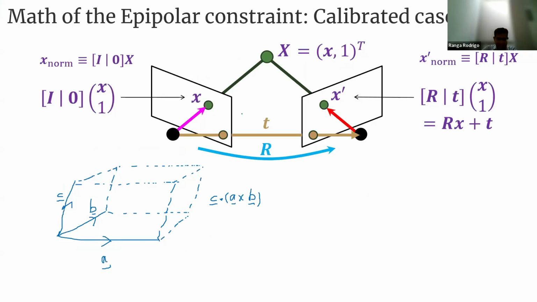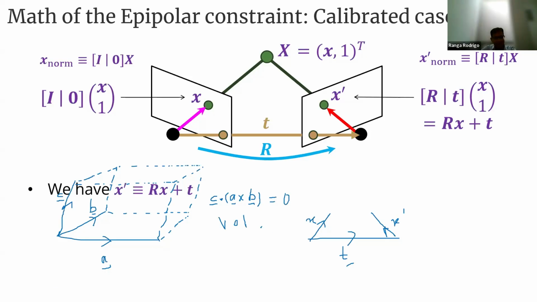But in this situation, you can see that all 3 vectors, this T vector, this x vector, and this x prime vector, are on the same plane. If they are on the same plane, the volume must be 0. Therefore, this product must be 0. This gives the volume. So that's the theory we are going to invoke.